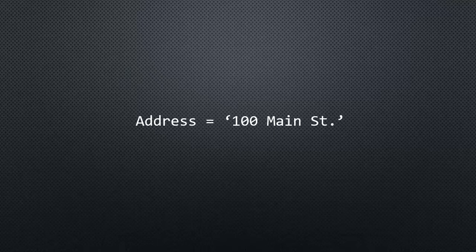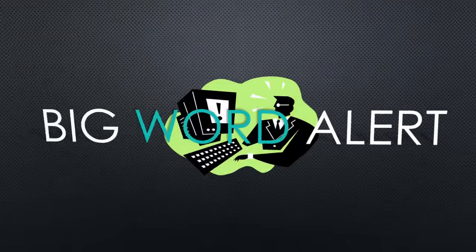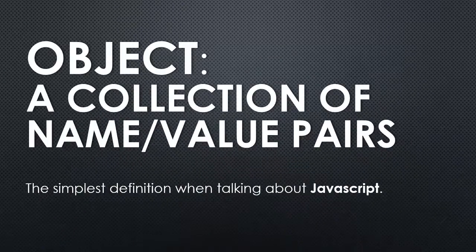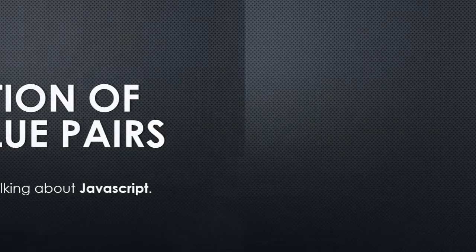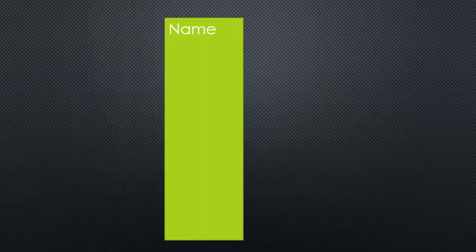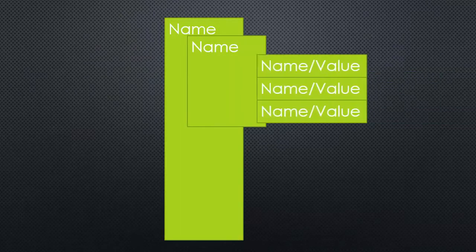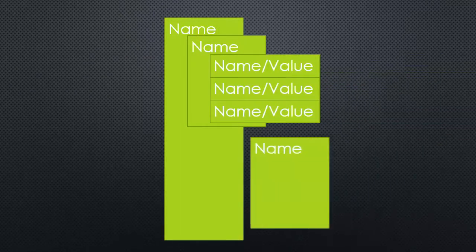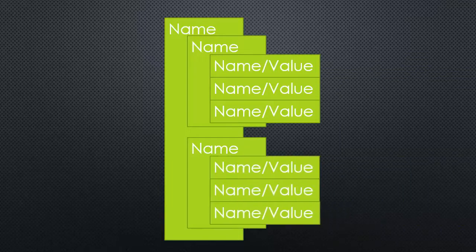Again, very simple. And JavaScript objects are actually quite simple, because JavaScript objects, well, big word alert, object. From JavaScript's perspective, an object is nothing but a collection of name-value pairs. That's the simplest definition possible. So an object itself might have a name, and then that value might be another name-value pair, and that value might be a sequence of name-value pairs, and it might go on, nested like this.